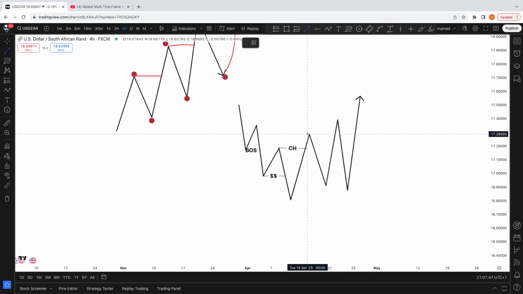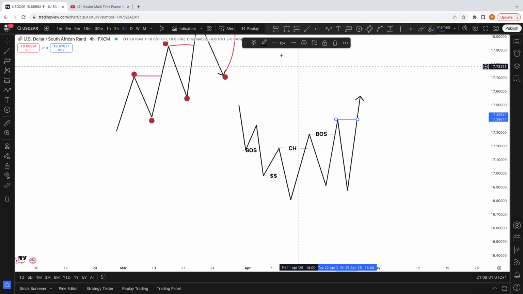So, and we are going to refer to this zone as what? You're going to agree with me. This is now our new BOS. Why? Because we have a change of character and price has gone ahead to create a new high. So this is a BOS. And also this is what? This is a BOS as well, right? This is a new BOS.